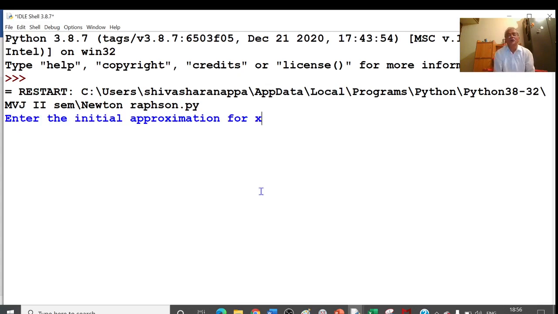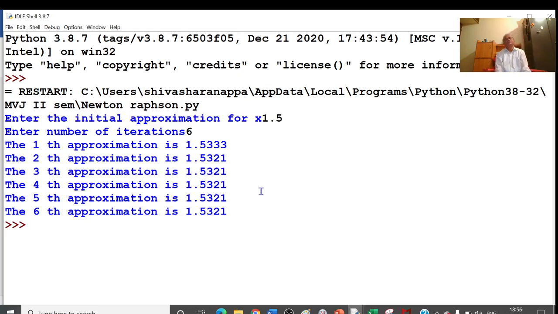enter the initial approximation. The root lies between 1 and 2, so let me take 1.5. Number of iterations is 6. Enter. So these are the values. First approximation 1.5333. Sixth approximation is 1.532. This has converged from the second step itself. See, second approximation 1.5321, and the next are also 1.5321.